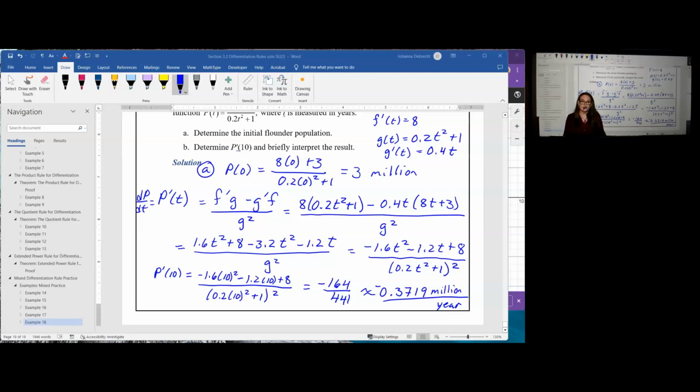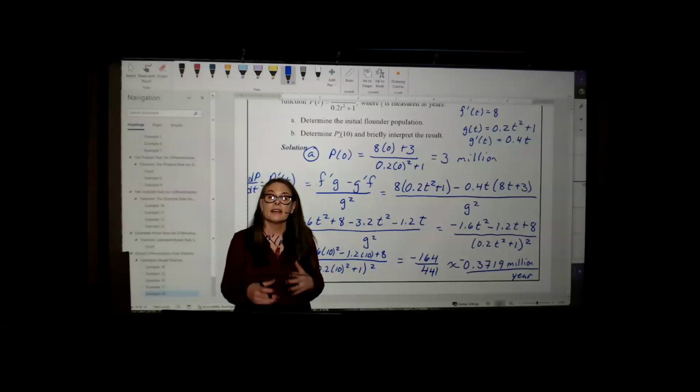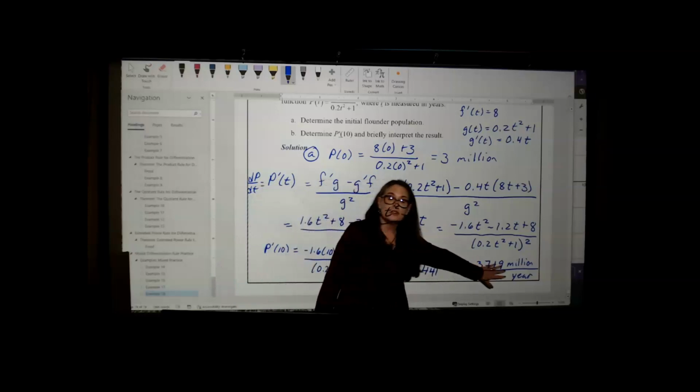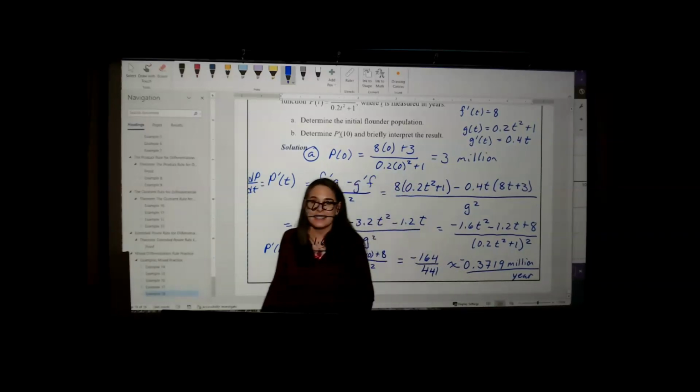Now, in our next video, we're going to be taking a look at the derivative as a rate of change. The derivative is a rate of change. It's the slope of a tangent line, but it's also a representation of how one variable changes with respect to another. So you can expect more application problems in the next section.